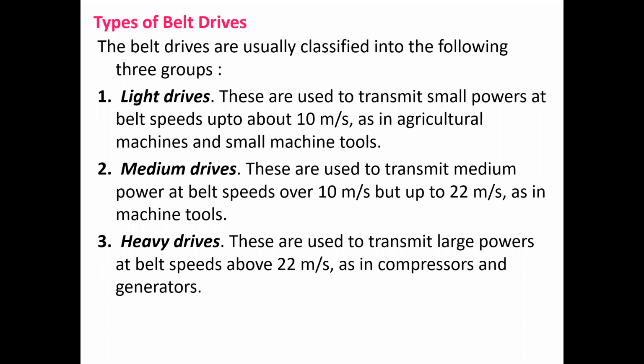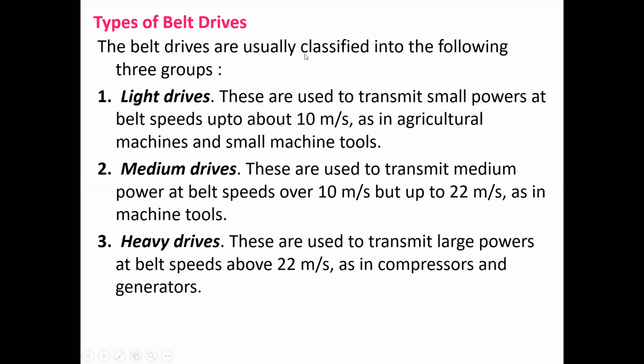And for the types of belt drives, we may consider three groups: light drives, medium drives, and heavy drives. These are classified by velocity. Speed up to 10 meters per second is taken as light drives, velocity between 10 and 22 meters per second is taken as medium drives, and above 22 meters per second is considered heavy drives.